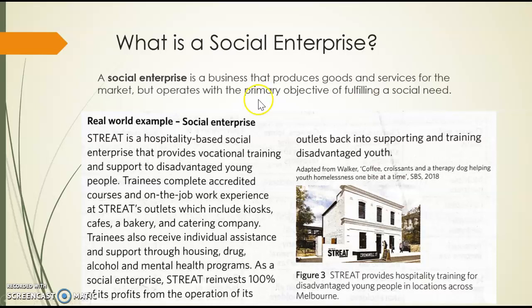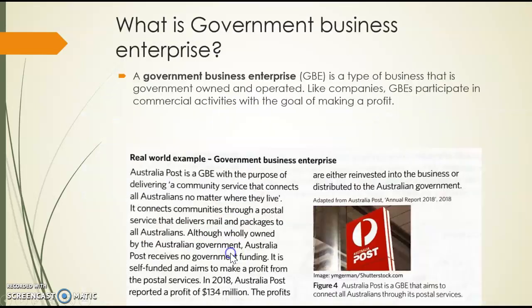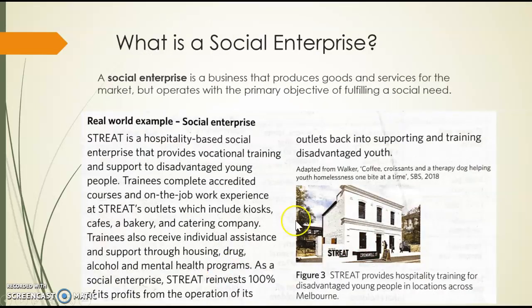Now, this is an example of a social enterprise: Street. It provides hospitality training for disadvantaged young people in locations across Melbourne. It supports disadvantaged youth. Trainees complete accredited courses and on-the-job work experience at Street's outlets, which include kiosks, cafes, bakeries, and a catering company. Trainees also receive individual assistance and support through housing, drug, alcohol, and mental health programs.